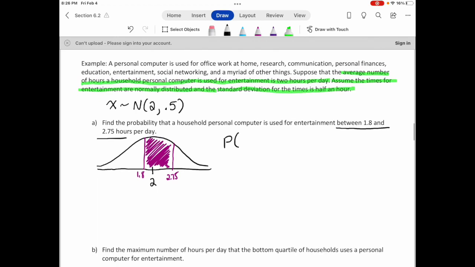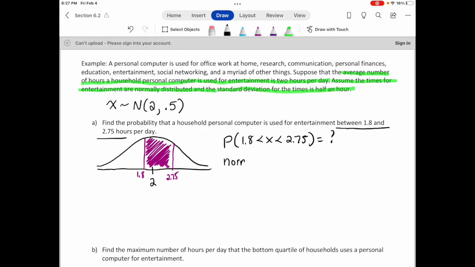So the probability notation for this is going to look like this. We want to find the probability that x, which is our variable, is between 1.8 and 2.75. That's the number of hours that someone uses the computer for entertainment purposes.